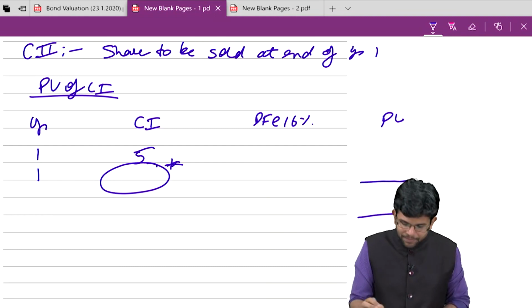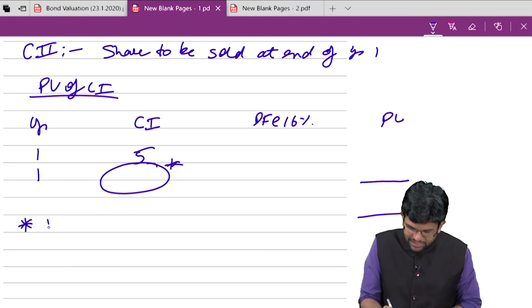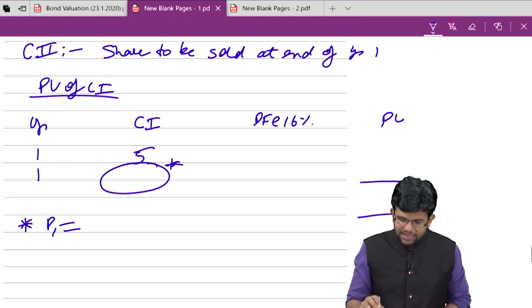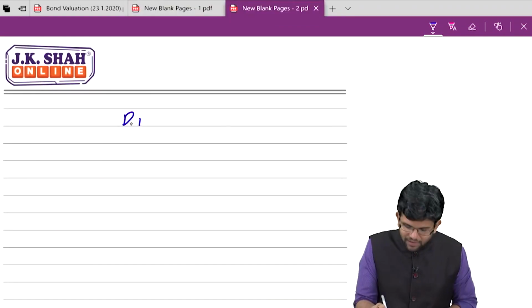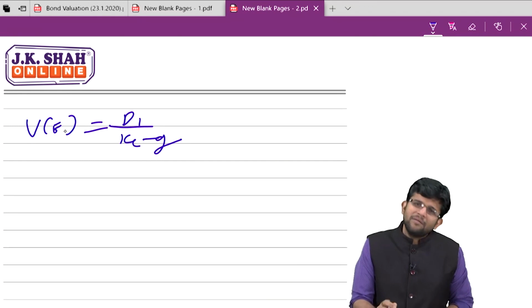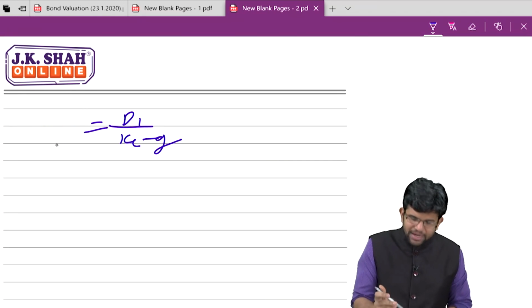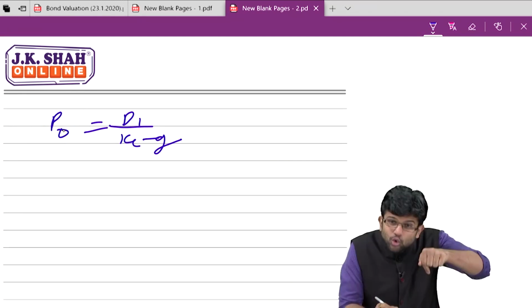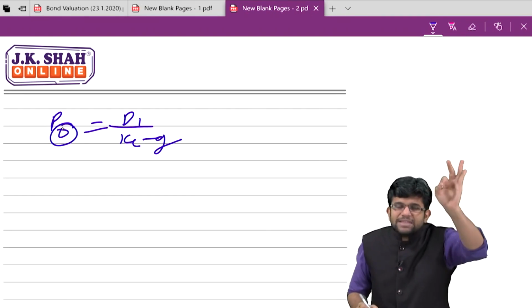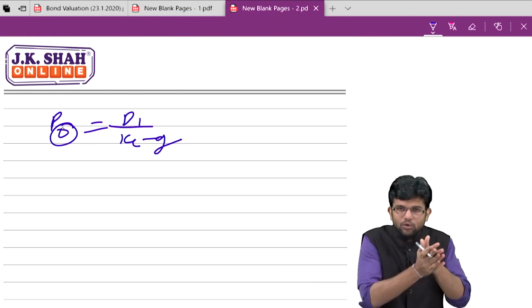Can we start understanding? Now the only thing we need to understand is P1. Ready? Children, do you realize that when you calculated D1 upon KE minus G, you remember you got the value of equity? Value of equity, students, can I also say it is nothing but the theoretical value of today. Hence I write P0. P0 means what? Price at the end of year 0.